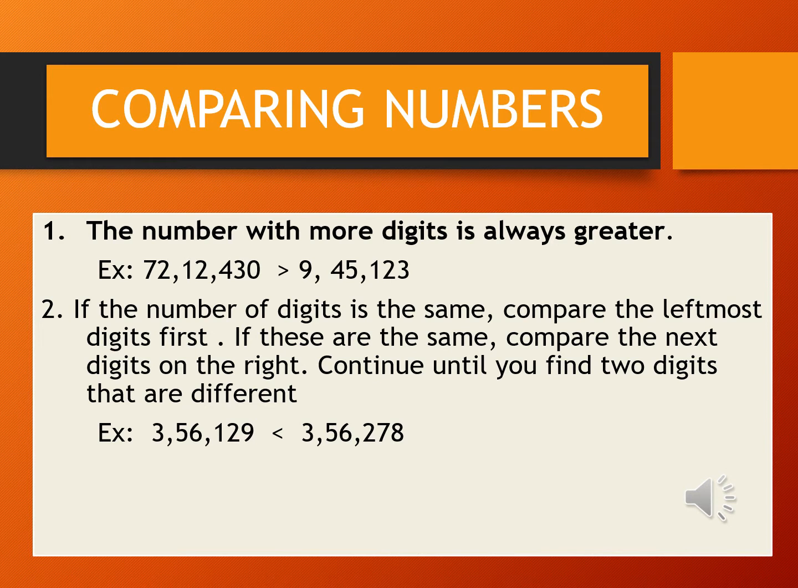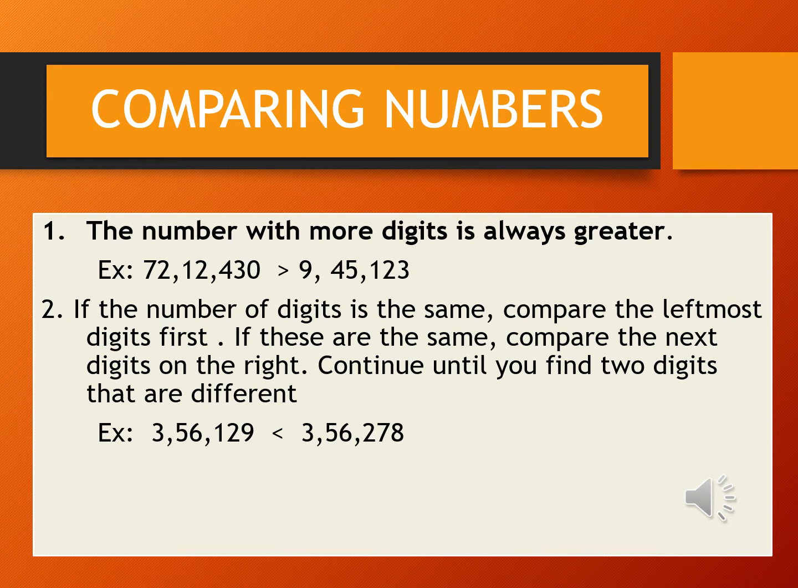So, the number with 7 digits is greater than the number with 6 digits. Which number is greater? 72 lakh 12,430 is greater than 9 lakh 45,123. Okay, next rule. If the number of digits is the same, compare the leftmost digit first. When two numbers have the same number of digits, we check the leftmost digit. If the leftmost digit is the same, then compare the digit just to its right. Continue until you find two digits that are different.